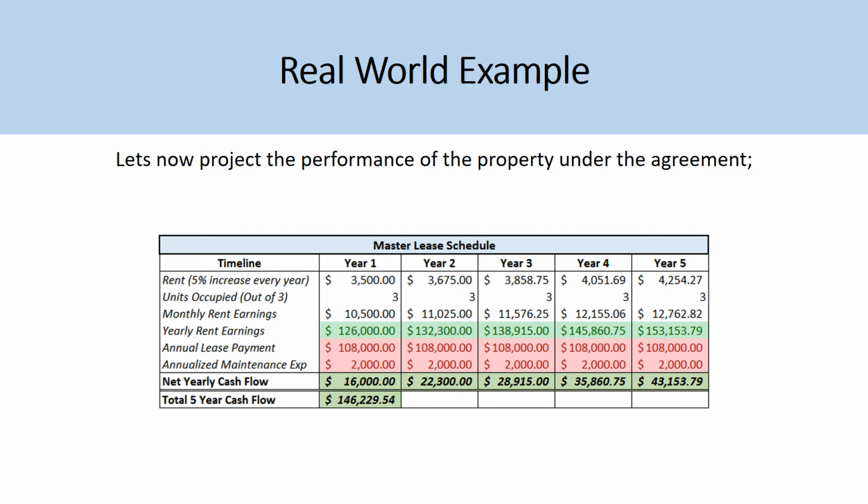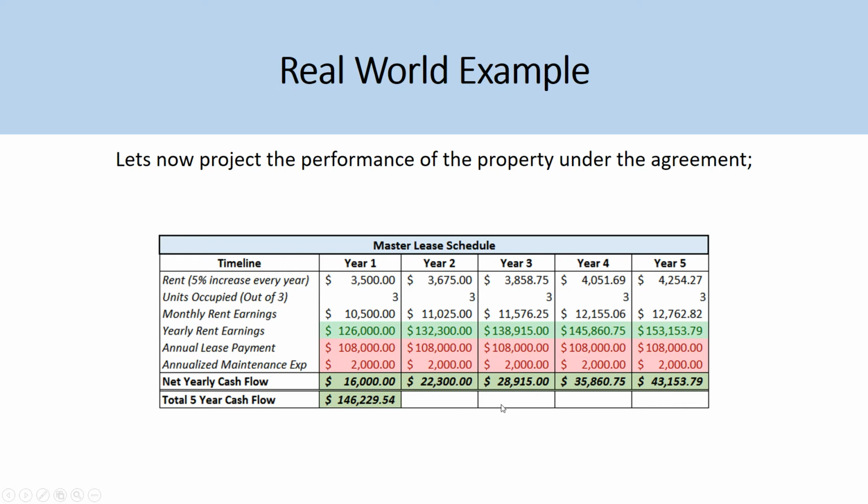Now, the annual lease payment, the $9,000 times 12, is $108,000. In addition, I'm assuming an annualized maintenance expense. I've got to send in a contractor, maybe he's got to paint something, maybe fix a broken sink, of about $2,000. So my net yearly cash flow, accounting for the earnings minus the 2 expense lines, is $16,000 in the first year. In the second year, it's about $22,300.